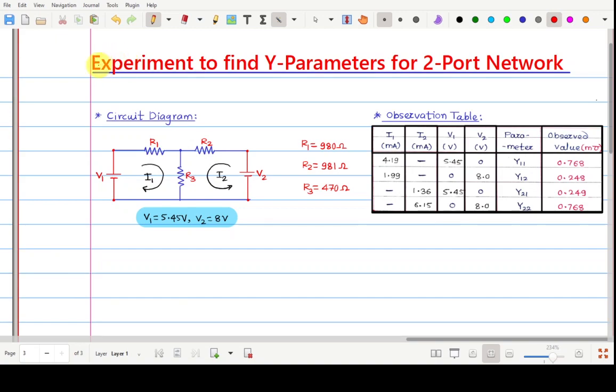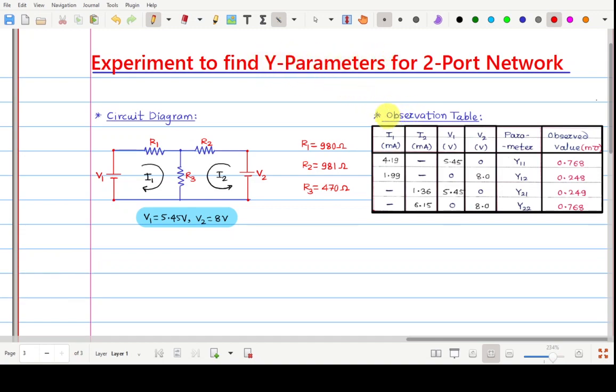Hello friends, and welcome back to part 2 of this experiment to find Y parameters for a two-port network. In part 1, we have already seen, by using actual practical demonstration, how you can calculate Y parameters for any two-port network. Now in this part 2, we will do some theoretical, on-paper calculations, and we will try to match our experimental results with theoretical results.